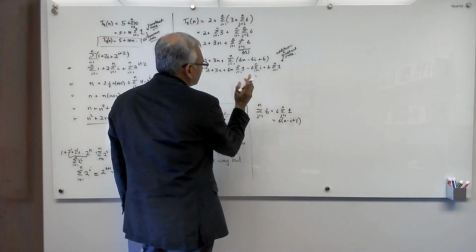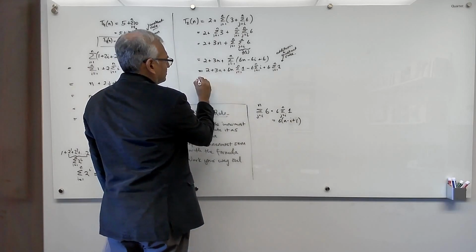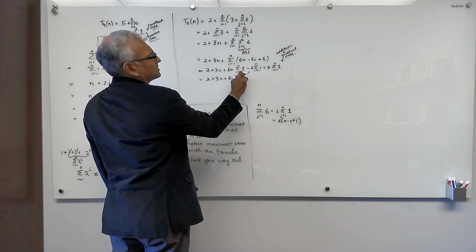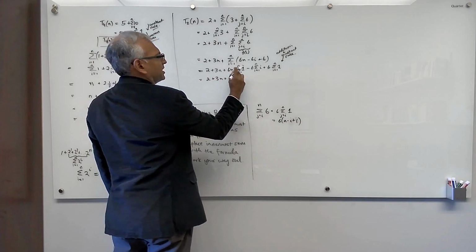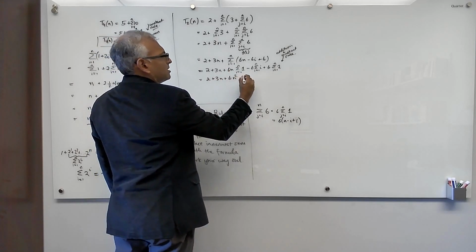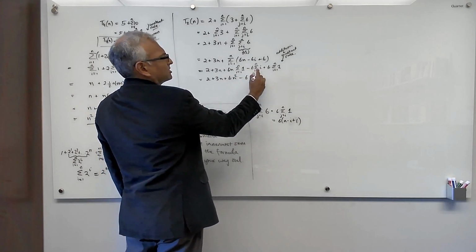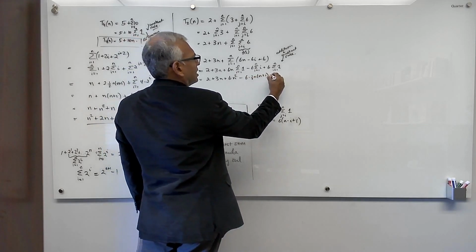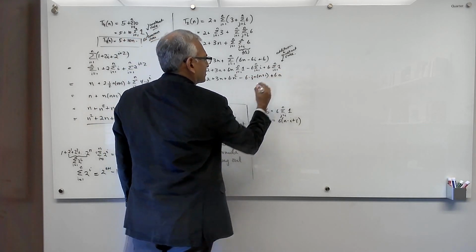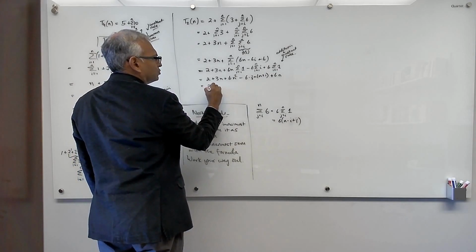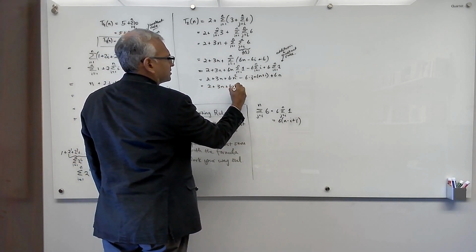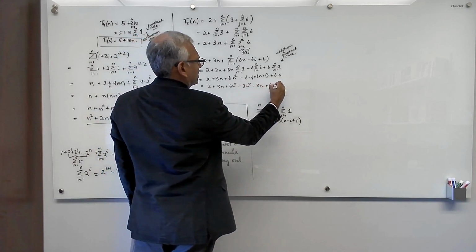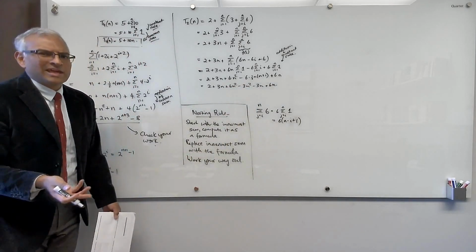And where do we go from here? Well, this we know by a common sum is 2 plus 3n plus 6n times n. So n times n is n squared. Minus 6, and this is a common sum: the sum of the first n integers, which is 1/2 n times (n plus 1), plus 6n. And this is equal to 2 plus 3n plus 6n squared minus 3n squared minus 3n plus 6n.